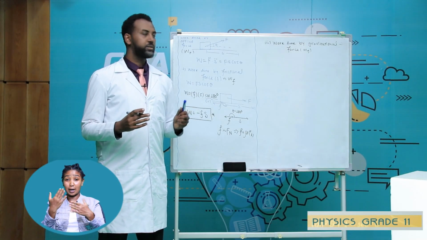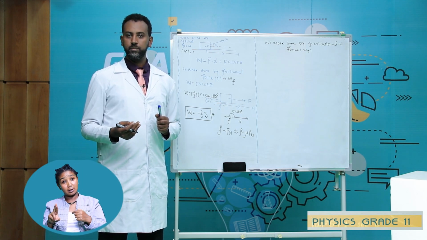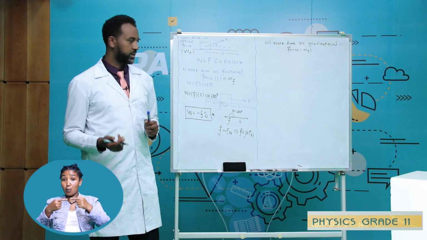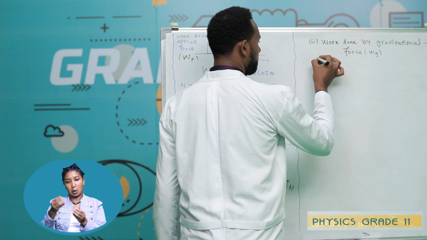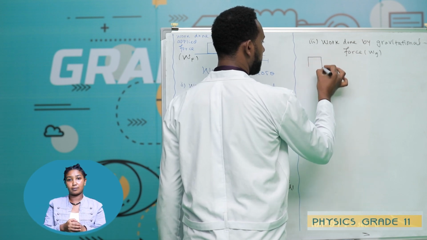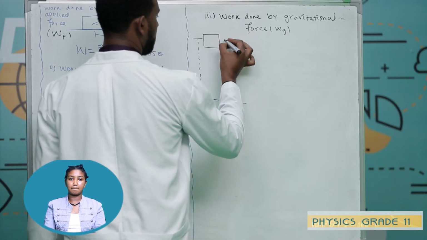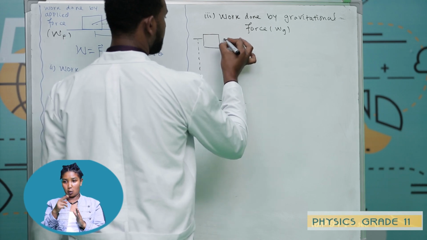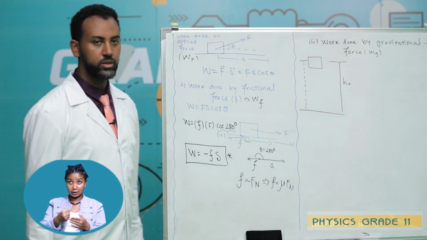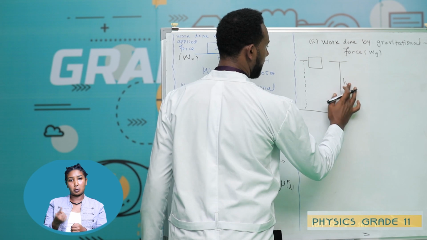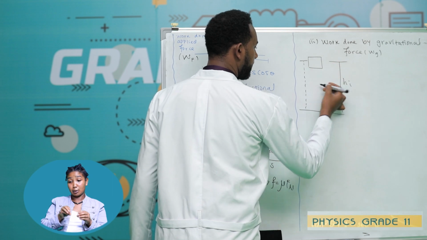Work done by gravitational force is either along the direction of gravity or opposite to the direction of gravity. Therefore, let's take a given object that might be moving from a given position or elevation. Let it be here. We have point A or 1, height A. This is elevation A, or we can call it the initial elevation. This object might be moving and reach here.